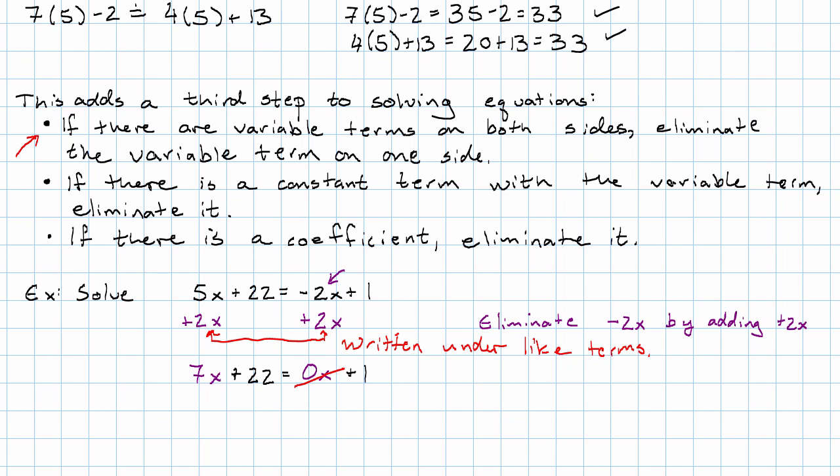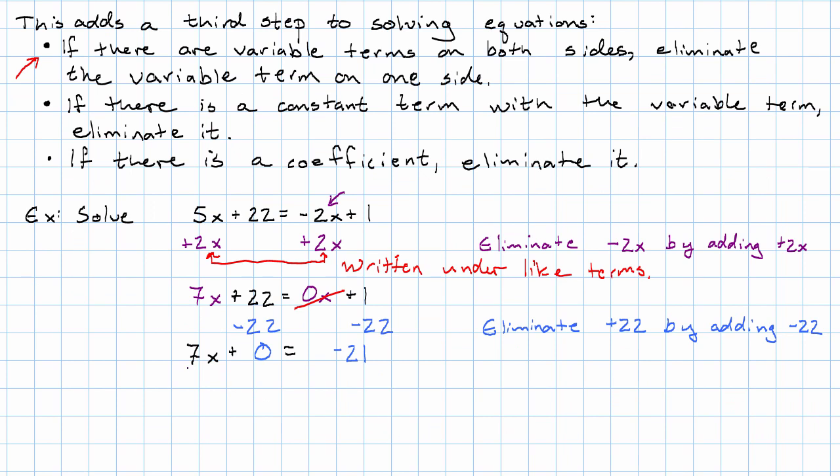My next step is going to be to eliminate the plus 22 by adding negative 22 on both sides, or if you prefer, subtracting 22. Notice again, those are written underneath the like terms. 7x I'll leave alone. 22 plus negative 22 is 0. And 1 plus negative 22 is negative 21.